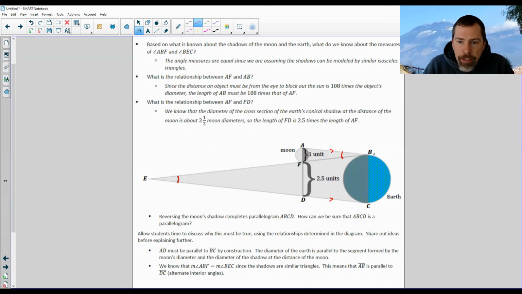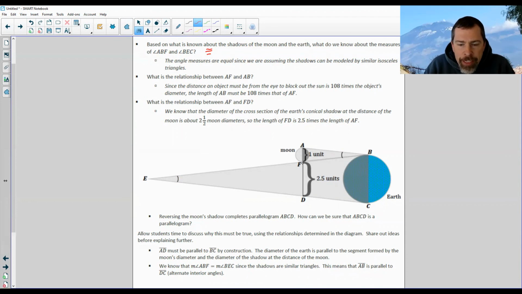So if they're parallel, then EB is a transversal through two parallel lines, and therefore we have alternate interior angles, and alternate interior angles are congruent. So we know they are congruent. The angle measures are equal since we are assuming the shadows can be modeled by similar isosceles triangles. Okay, since they're isosceles triangles, we set one on top of the other. Let me get rid of these marks. Okay. What is the relationship between AF and AB?